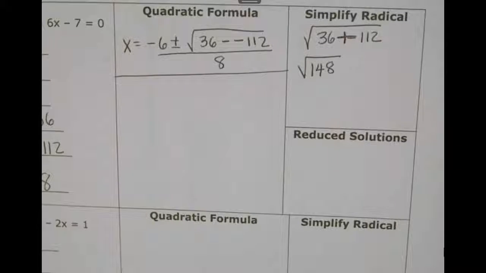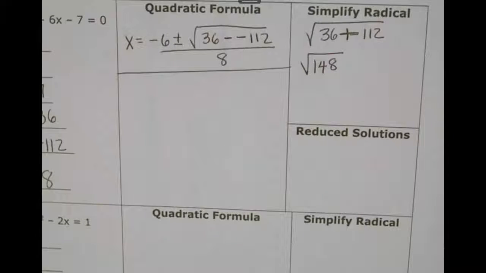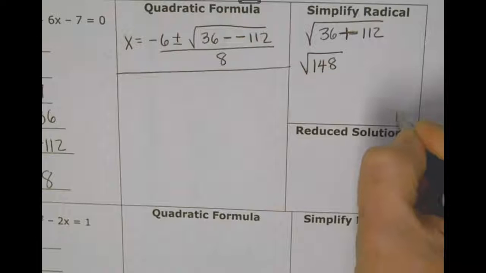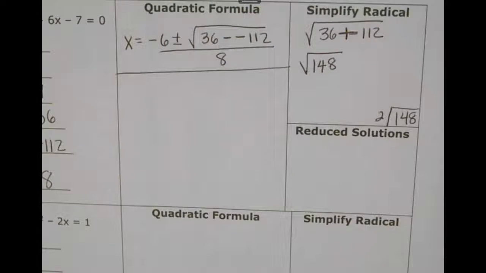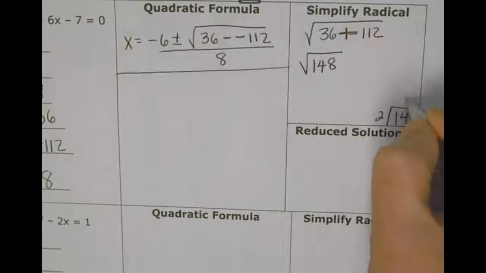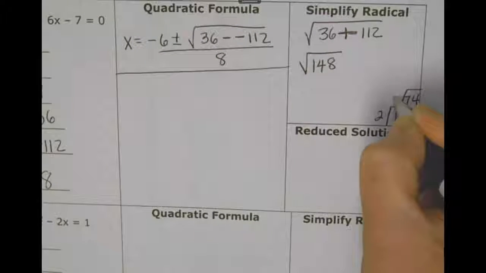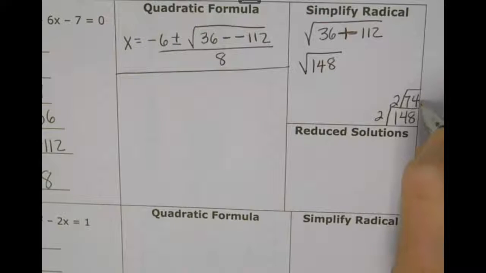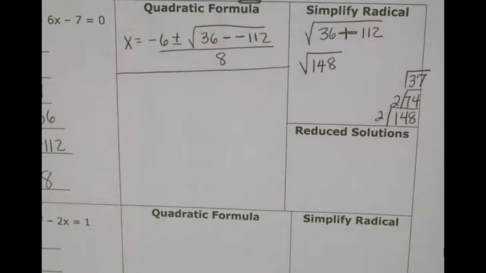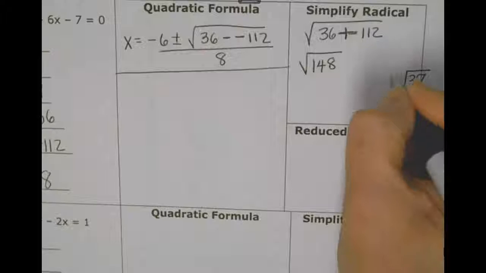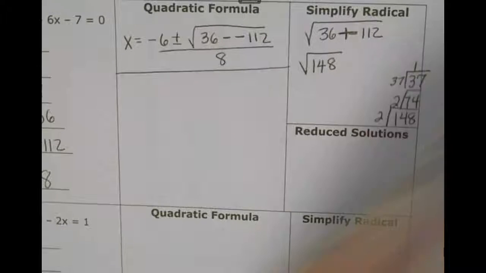148 is not a perfect square number. If it is not a perfect square number, that means birthday cake. How many times will 2 go into that? And 2 will go into 74. And 2 does not go into 37, and 3 does not go into 37, and 5, and 37 is a prime number. The only thing that divides 37 is 37.